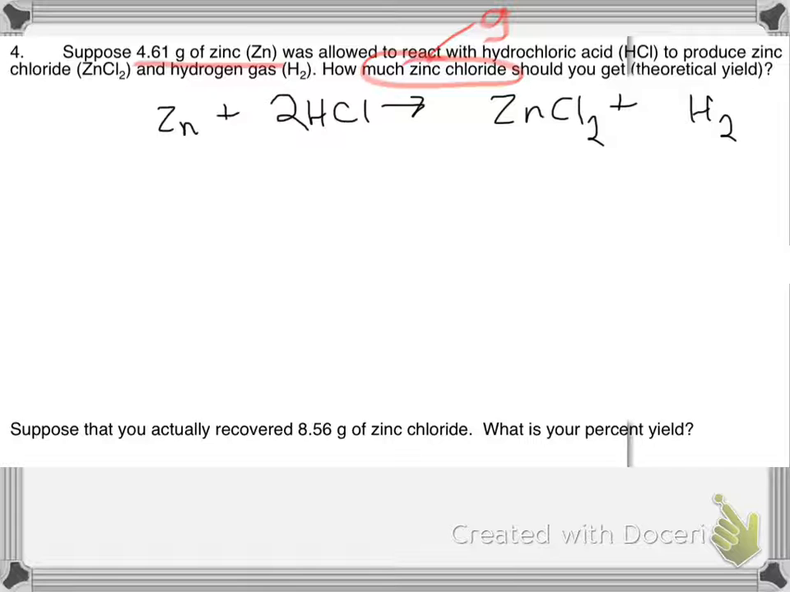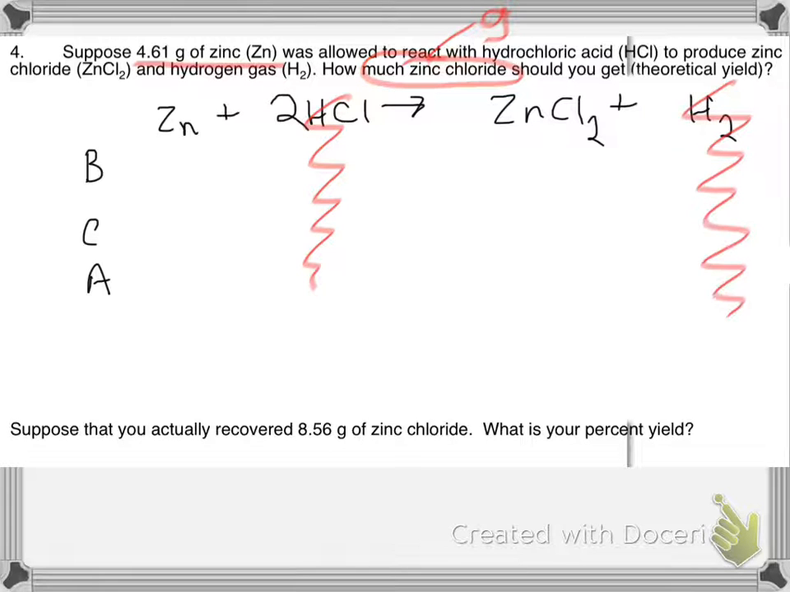So now we're ready to create our BCA table. And again, we're going to ignore the hydrochloric acid because we're not told anything about its amount. We're going to assume that we just have extra hydrochloric acid. It doesn't affect our calculations. And we can ignore the H2 because we're really just looking for how much zinc chloride was produced from our given amount of zinc. Remember, our BCA table only concerns moles. We can only put moles there.